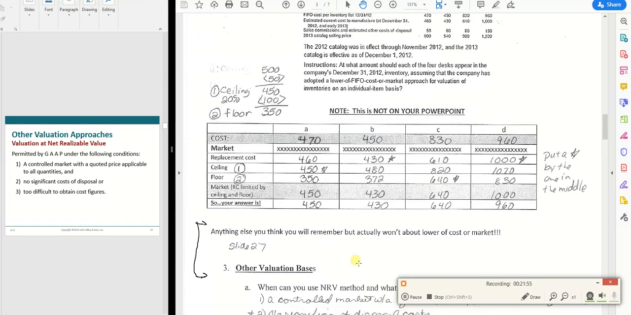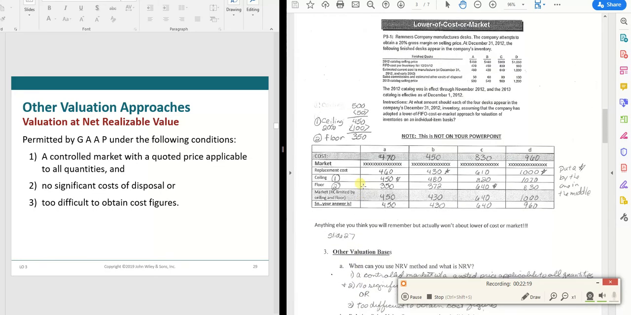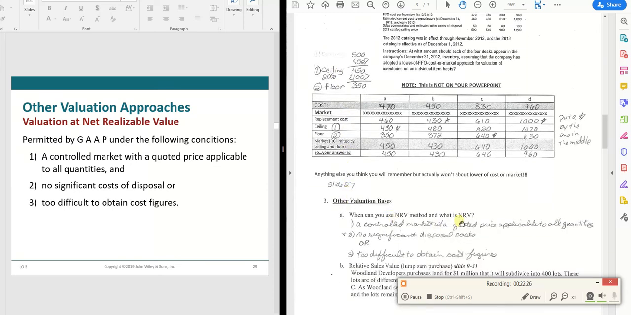Okay? So make sure that you kind of think about that. Now the next one, again, remember how I said the biggest thing about here is getting confused? So we first have lower of cost or net realizable value. Then we have lower of cost or market, which uses net realizable value as the ceiling. And then we simply have net realizable value.